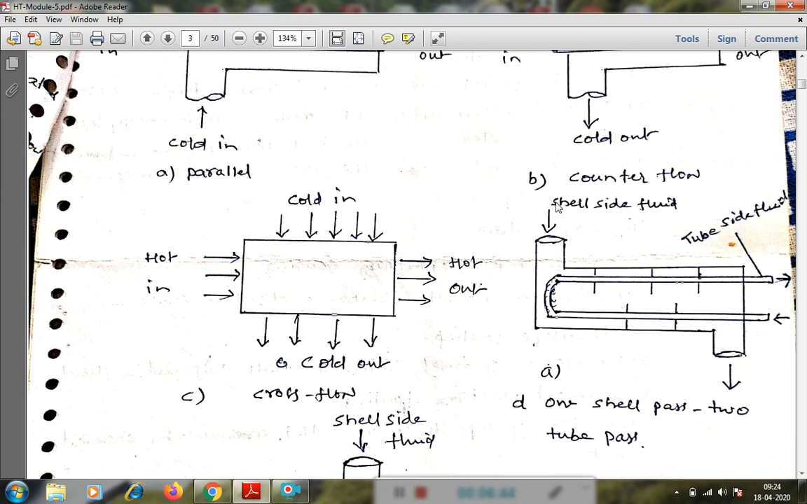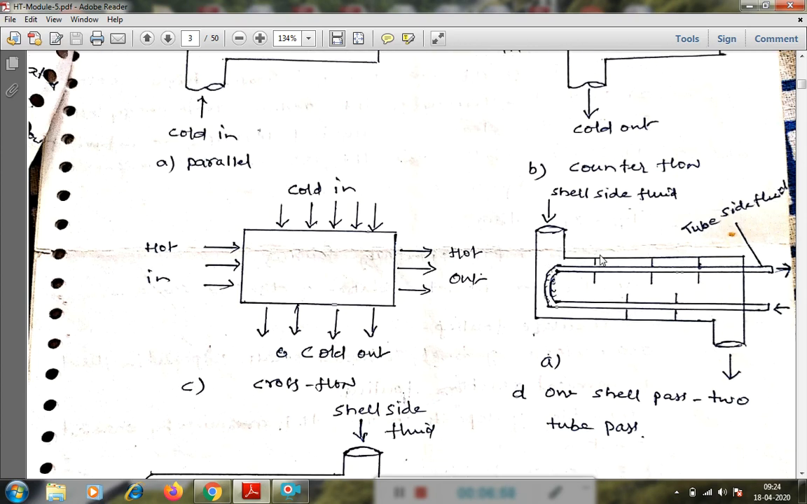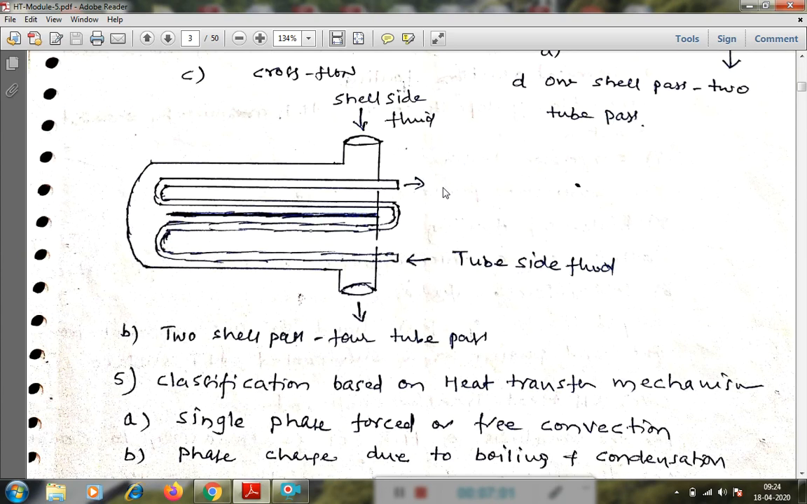Here through this shell, outside is the shell, through that only one pass of the fluid takes place. In the two-pass tube, the fluid enters, and again it crosses and enters into the heat exchanger and leaves from there. Like that, two passes. Then here two shell passes and four tube passes.